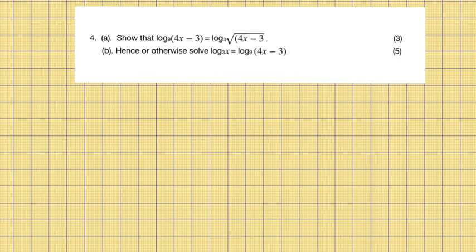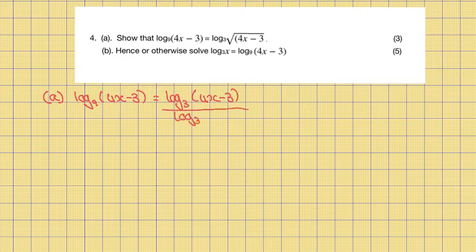4a, show that log to the base 9 of 4x minus 3 is equal to log to the base 3 of the square root of 4x minus 3. In order to solve this, we're going to have to use the change of base rule. So log 9 of 4x minus 3 is the same as log 3 of 4x minus 3 divided by log 3 of 9.